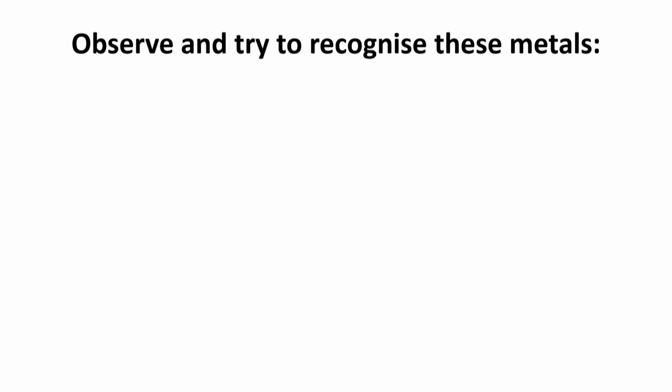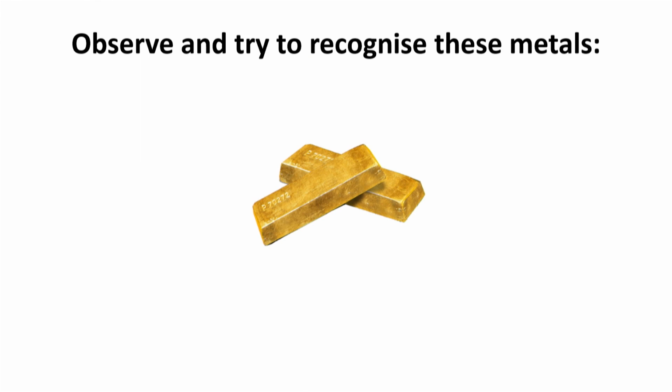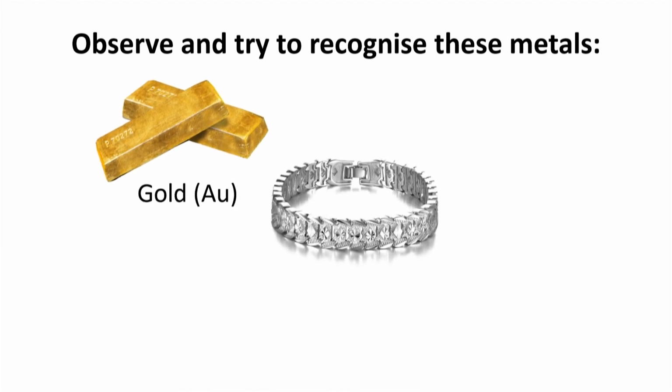Can you try to observe and recognize these metals? What is the name of this metal? Yes, this is gold, symbol Au. Jewels are often made with this metal, as it has a beautiful golden color and does not deteriorate with time. And this one? This is the metal silver, symbol Ag. It is shiny gray, and it is also often used to make jewels.